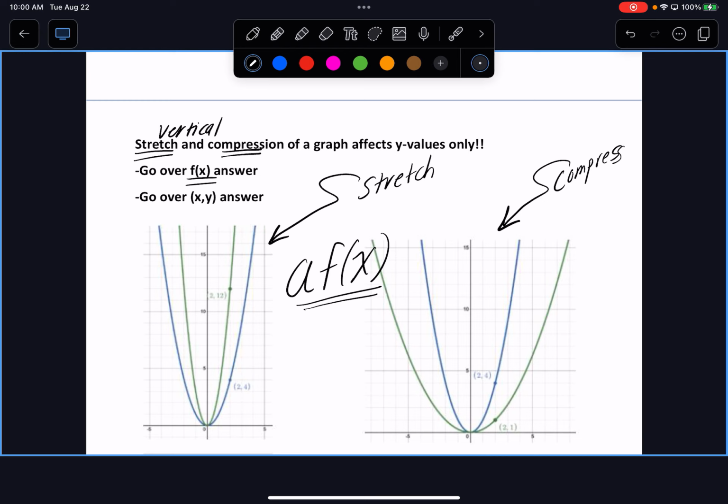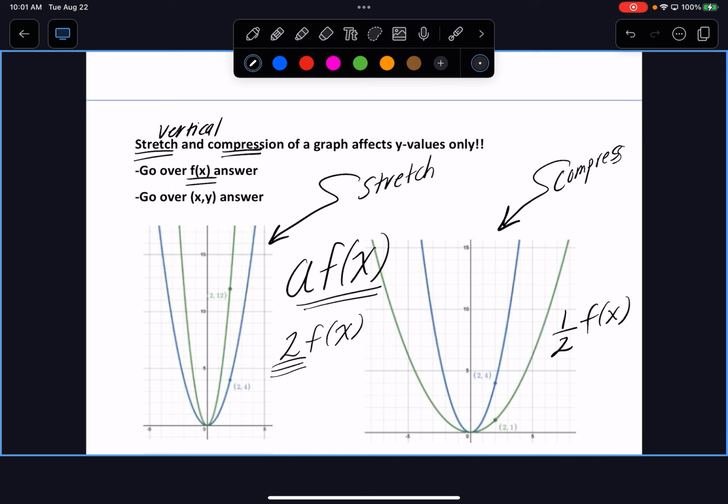So for example, if we have 2f of x, this is a vertical stretch of 2. It's an acceleration. Now the acceleration is twice as fast. Do you guys see? Now what if I had 1/2 f of x? Now isn't it accelerating slower? So this would be considered a vertical compression.